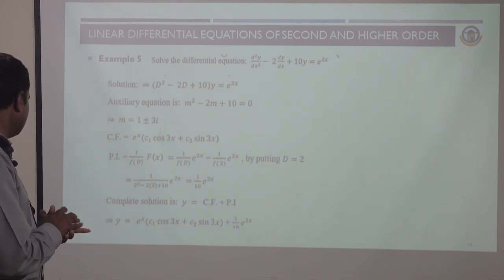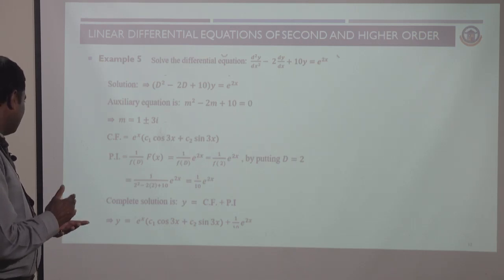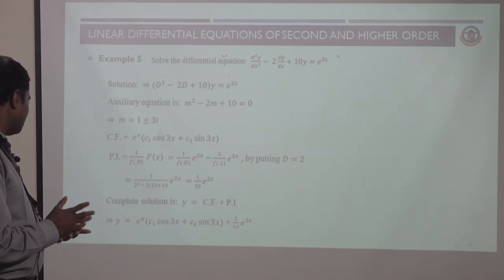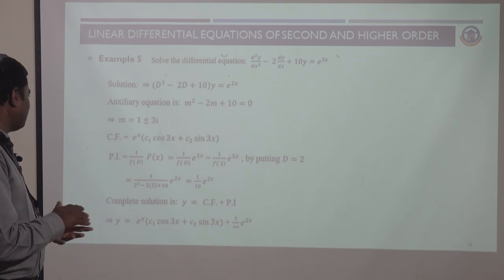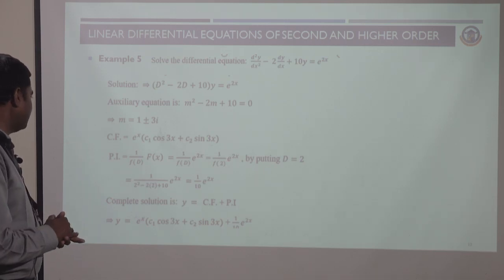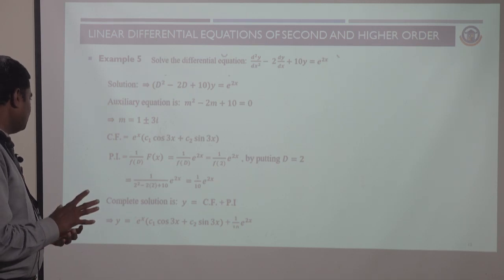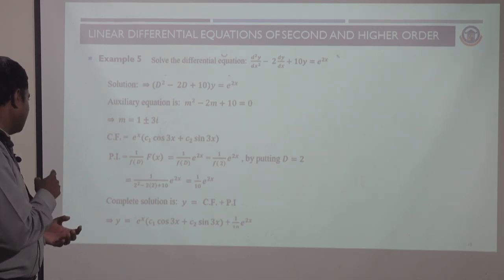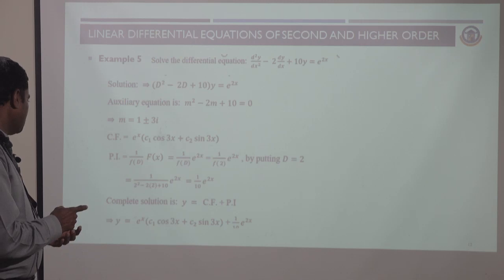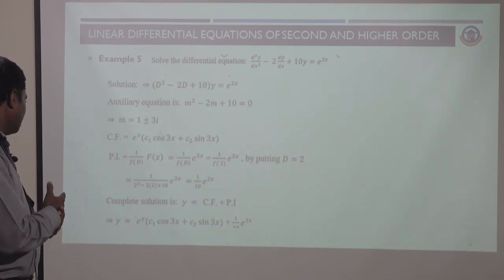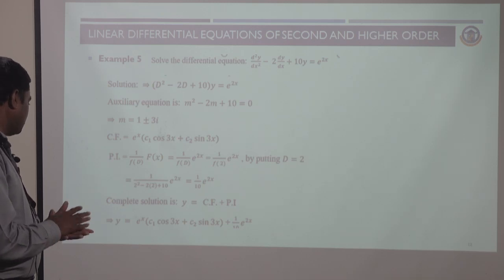Next, how to find the particular integral: 1 divided by f of D into capital F of x, which is 1 by f of D, e power 2x, from the right hand side of the given problem. Now we substitute D is equal to 2 in the left hand side, D square minus 2D plus 10. So we get 1 by 10, e power 2x. This is the particular integral.